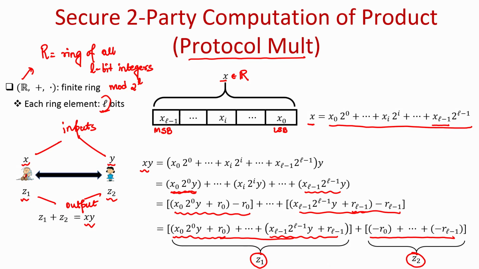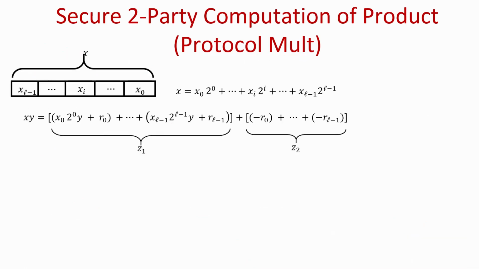So, the idea behind this mult protocol will be to somehow ensure that the value z1 is made available with party 1 and the value z2 is made available with party 2. But now, the question is how exactly we get it done, and who should select the values R naught, R1, up to R L minus 1. So, let us go into the details here. This is what we want to ensure.